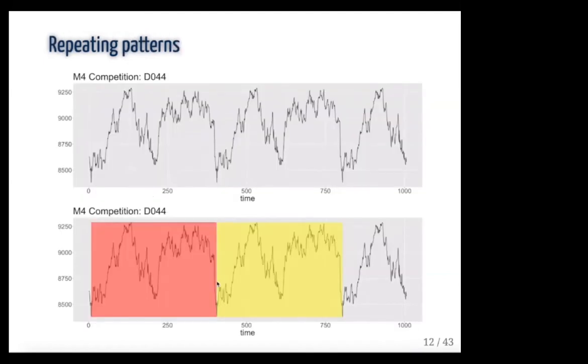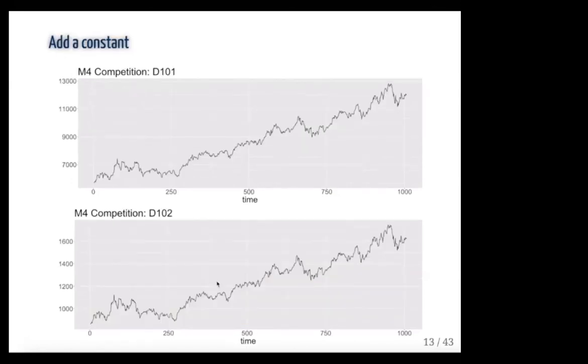Here is another one from the M4 competition. Daily time series D40 and daily time series D44, with repeating patterns. Again from the M4 competition, two daily time series, D101 and D102. They look the same, the only difference is the scale of the y-axis. The top series is created by adding a constant to the series in the bottom.